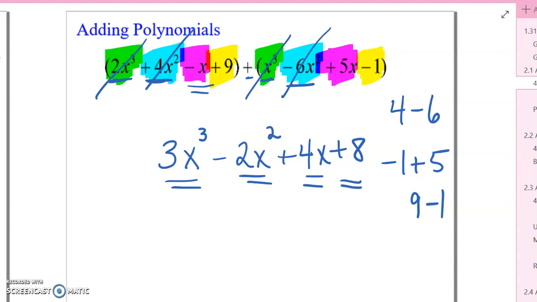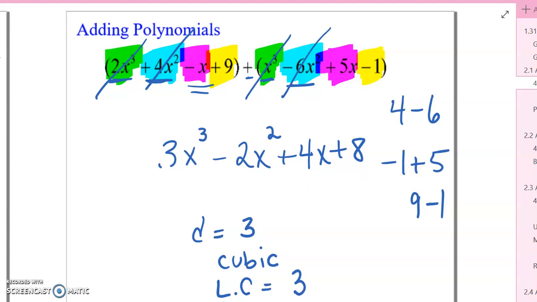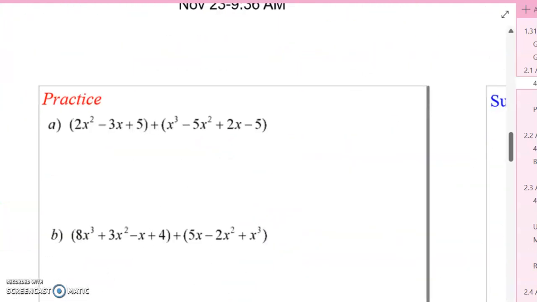So I know that my degree is a 3. I know it's a cubic function, and my leading coefficient is 3. It is the number out in front of the largest degree monomial. So when you put them in terms, it is the number out in front. So adding cannot get much easier than that. Please try the next one on your own, okay? Give those a shot. Or take a second, pause the video, and try them by yourself, please.